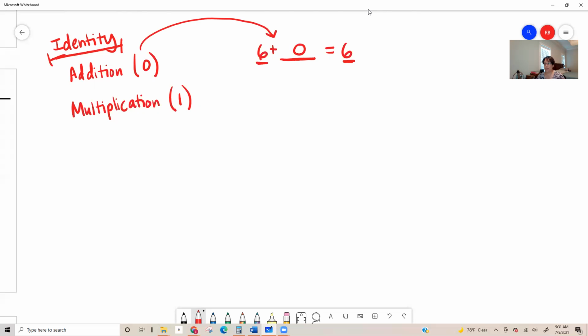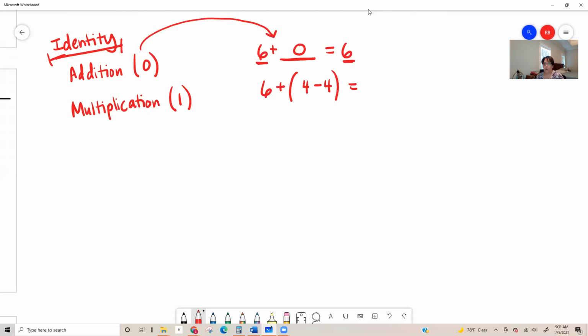And let me show you how this can be disguised. Because let's say we took 6 and I'm going to add 4 minus 4.